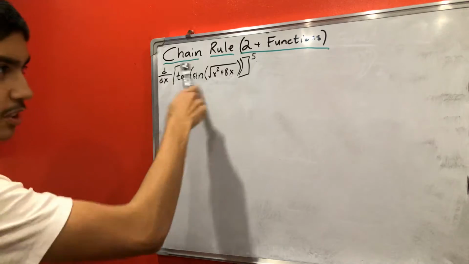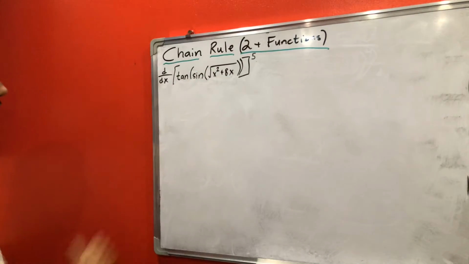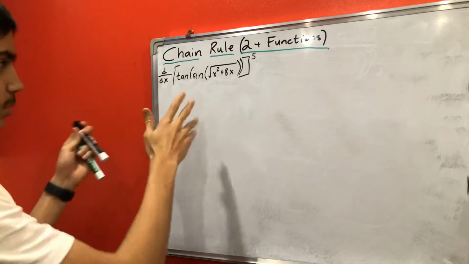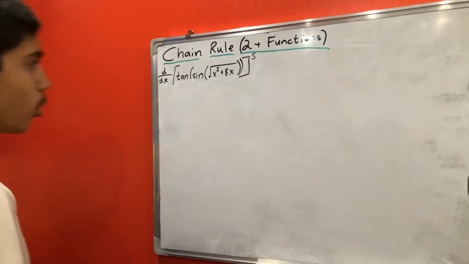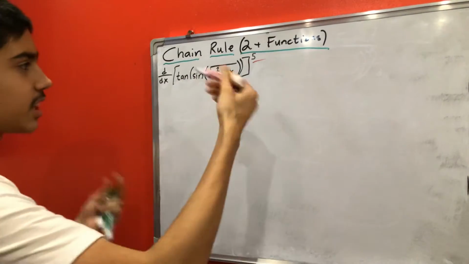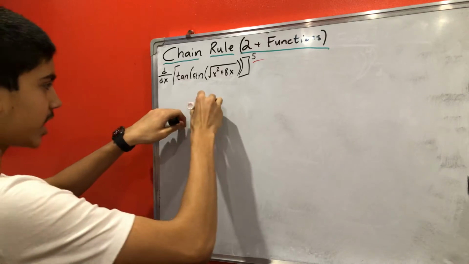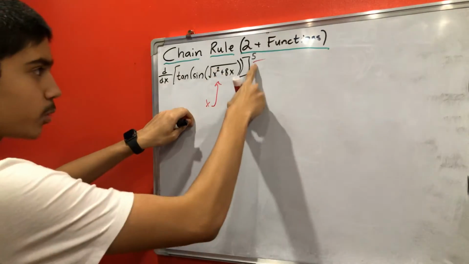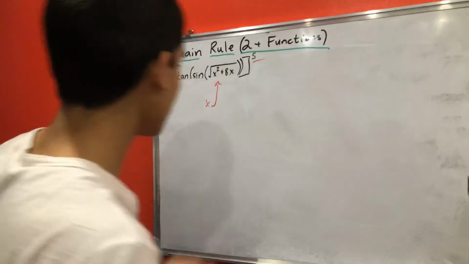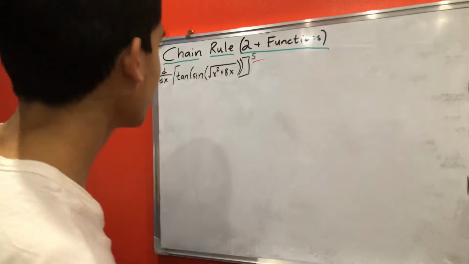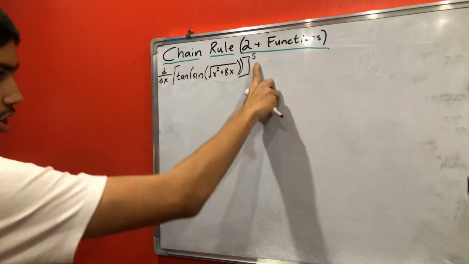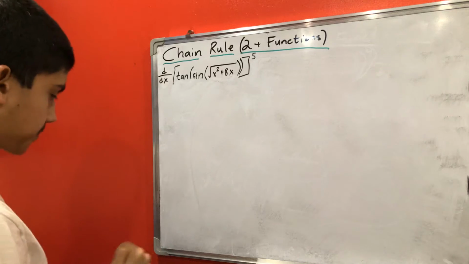So chain rule. What we do, we take the derivative of just the outside function, being the most, like, the last function. So if we plug in x, what's the last thing that we do? We put it to the fifth power. So that's like our outside. Okay, so this is our fifth function, and we're going to start with the outside one.